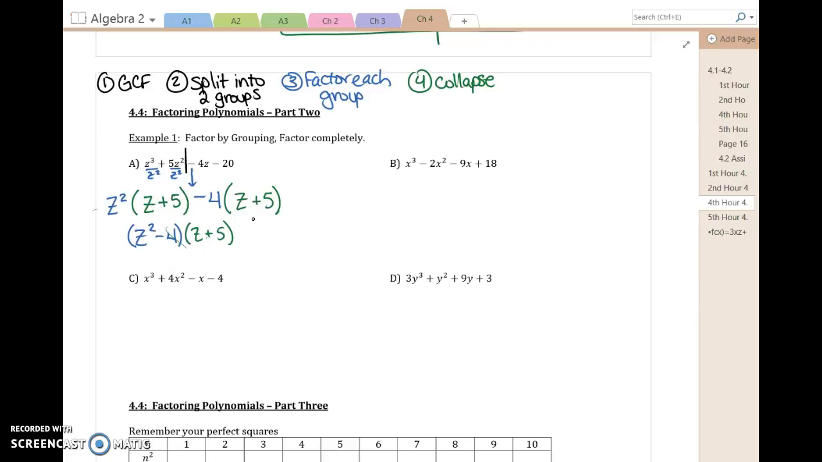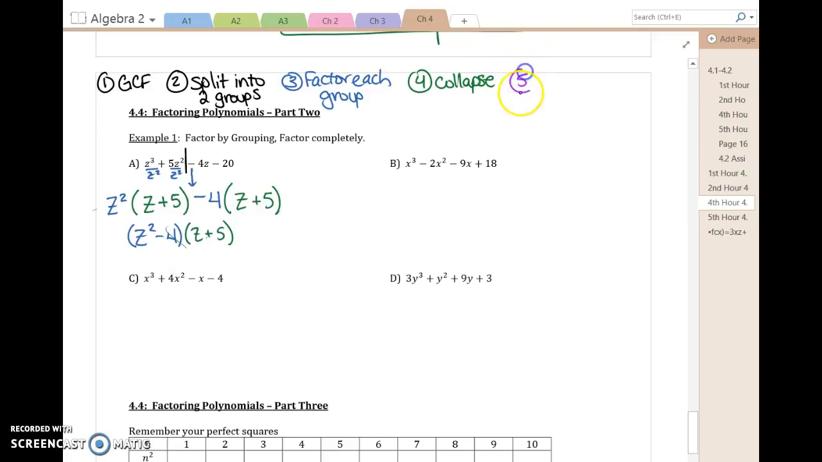Okay, give me a thumbs up if you're good with that step. Okay, now, is this done? Is this fully factored? Probably not. That is correct. If you see x squared minus, you are probably not done. Or in this case, z squared minus. If you see z squared minus, you might have the difference of 2 squares.